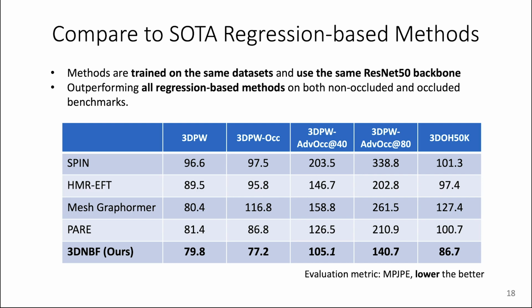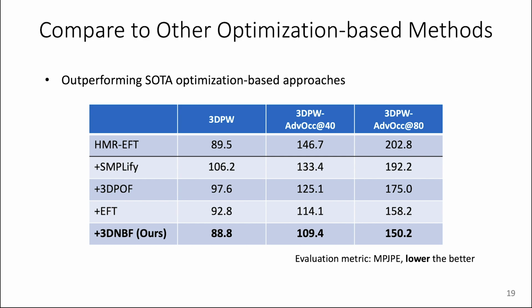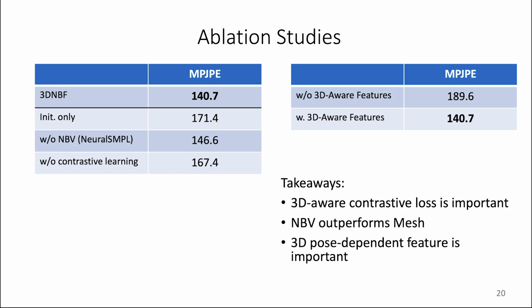We conduct experiments on 3 public datasets. Under fair comparison, our method outperforms all state-of-the-art regression-based methods under both non-occluded and occluded settings. We also compare 3D NBF with SOTA optimization-based methods and achieve the best performance. We conduct an ablation study to verify the design of different components in our framework.